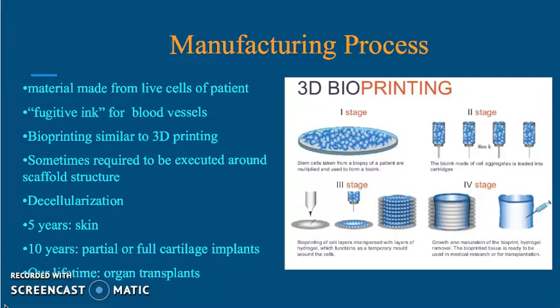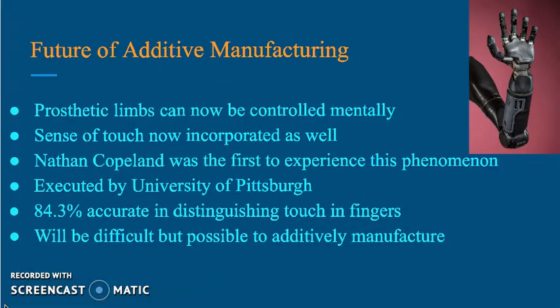This method is successful on a lower scale and is being worked on to be possible on a fully functional organ. It's predicted that in 5 years, skin will be ready to be implanted, and 10 years from now, partial or full cartilage implants will be possible. And it is also predicted that organ transplants will be possible within our lifetime.